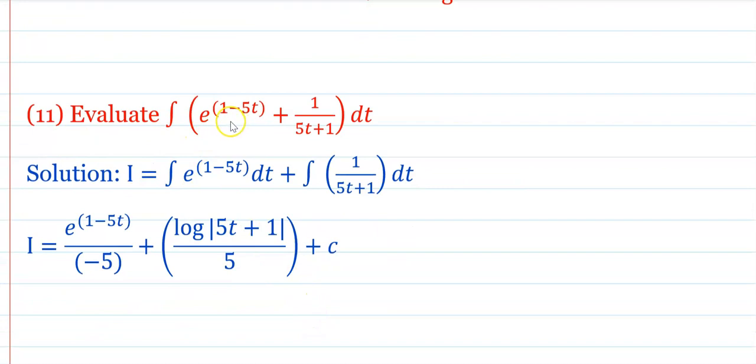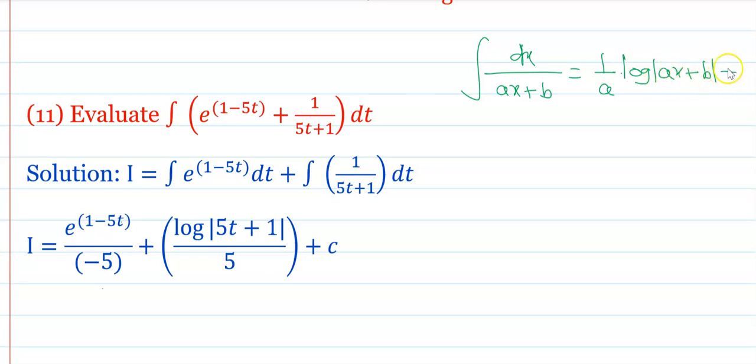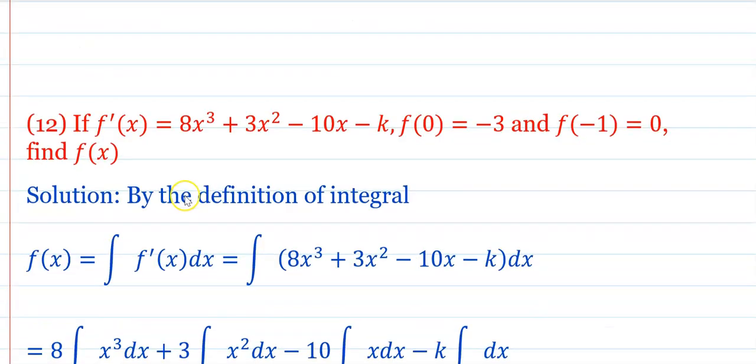Evaluate the integral of e raised to 1 minus 5t plus 1 upon 5t plus 1. Separate it. What is the integral of e raised to x? The integral of e raised to x is e raised to x. That is, e raised to the bracket 1 minus 5t, upon the coefficient of t, which is minus 5. And hence e raised to the bracket 1 minus 5t upon minus 5, plus. What about the integral of this? It is like this, dx upon ax plus b. Its integral is 1 upon a log of mod of ax plus b plus c. Similarly here, log of mod of 5t plus 1 upon the coefficient of t, which is 5, plus c, and hence the answer. Okay, now the next question.